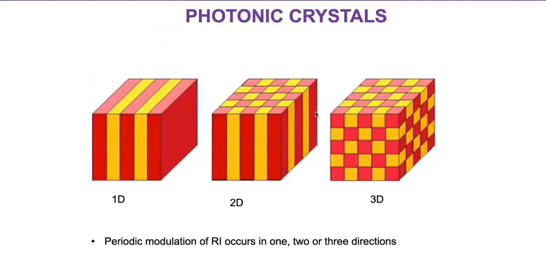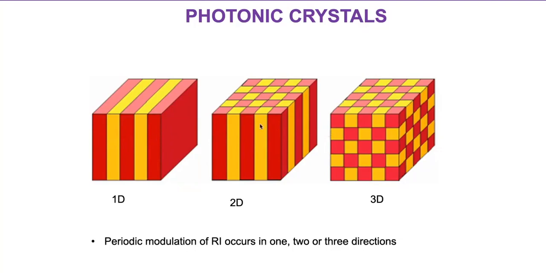So what are photonic crystals? First I told you about the phenomena, and these phenomena can happen in structures called photonic crystals. These are nothing but highly periodic structures. They can modulate the refractive index in 1 dimension, 2 dimensions, or 3 dimensions. Here is an example of a one-dimensional periodic structure. What is one dimension? You have periodic structures or alternating layers only in 1 dimension.